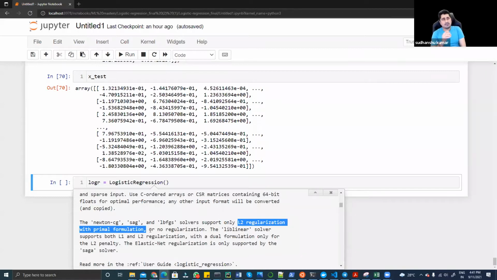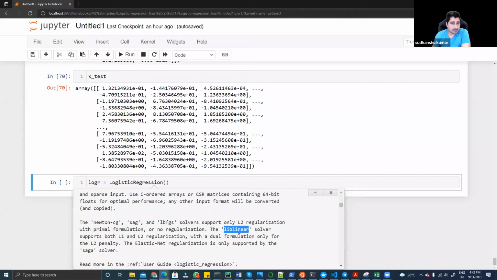So can I say that we are aware of L2 and L1? Yesterday, in the last class, some of you asked me whether we do regularization here. What will be your answer? Can I say yes, we are doing it by default? And what regularization are we using here? L2. Agree, everyone? So when you call logistic regression from scikit-learn, by default L2 regularization with the primal formulation is available, or no regularization with the liblinear solver.